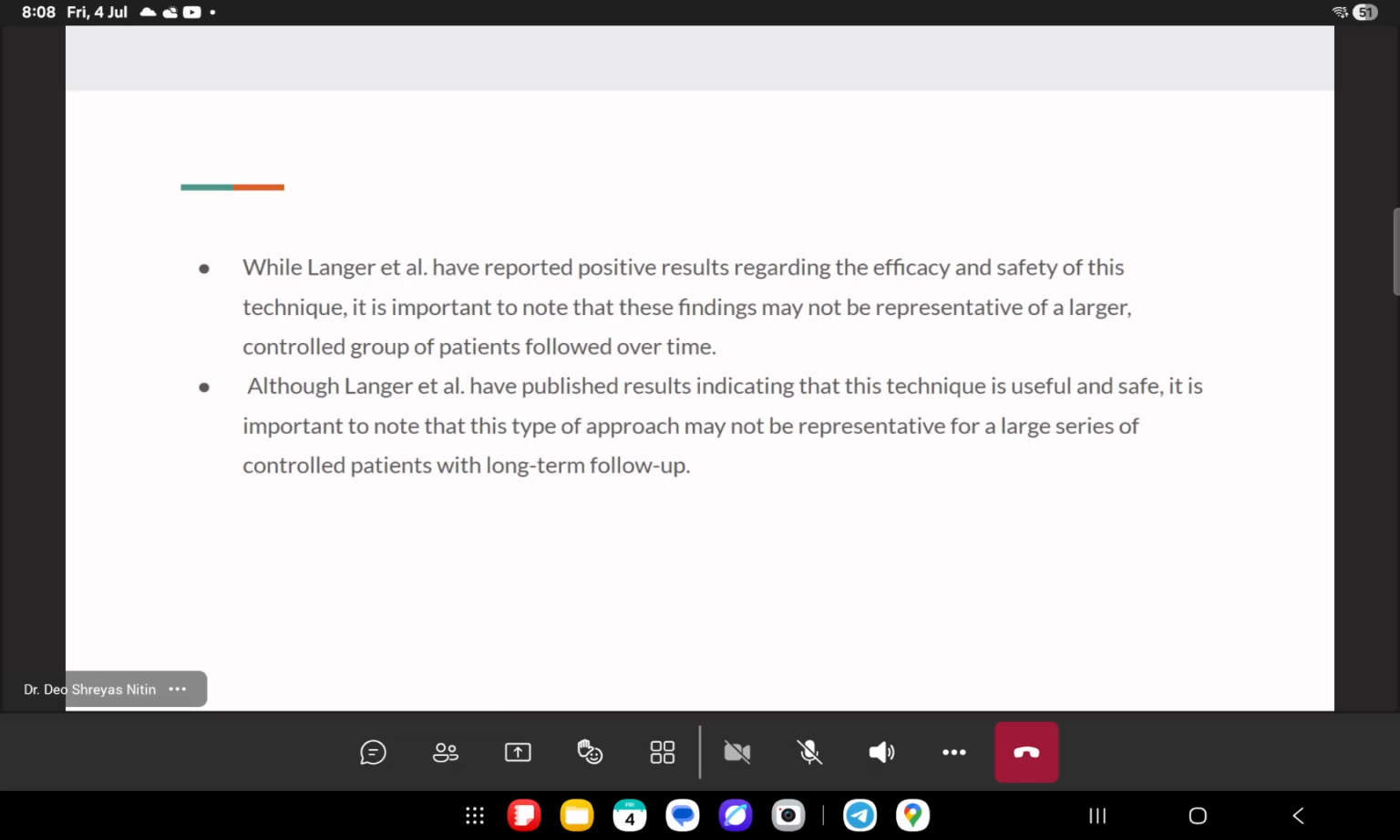While Langer et al. have reported positive results regarding the efficacy and safety of this technique, it is important to note that these findings may not be representative of larger series of controlled patients with long-term follow-up.